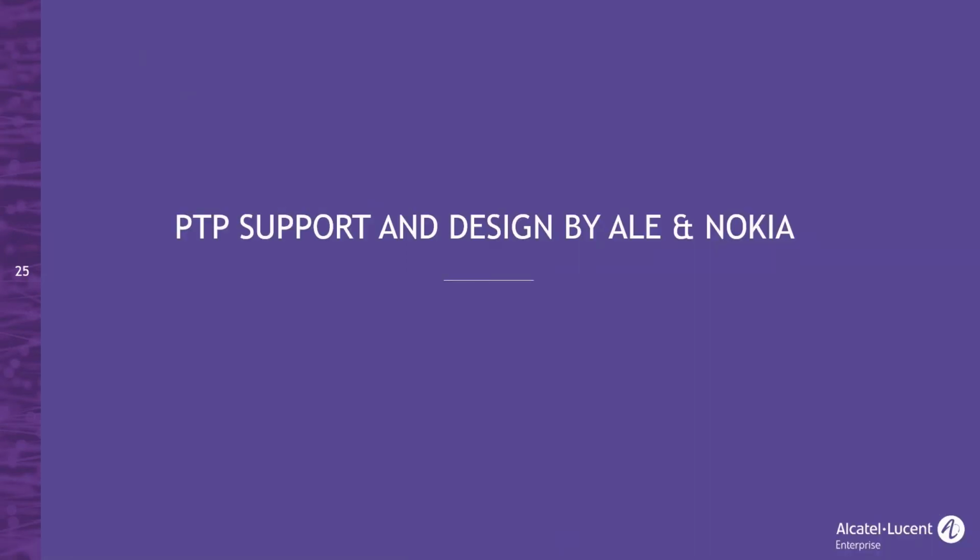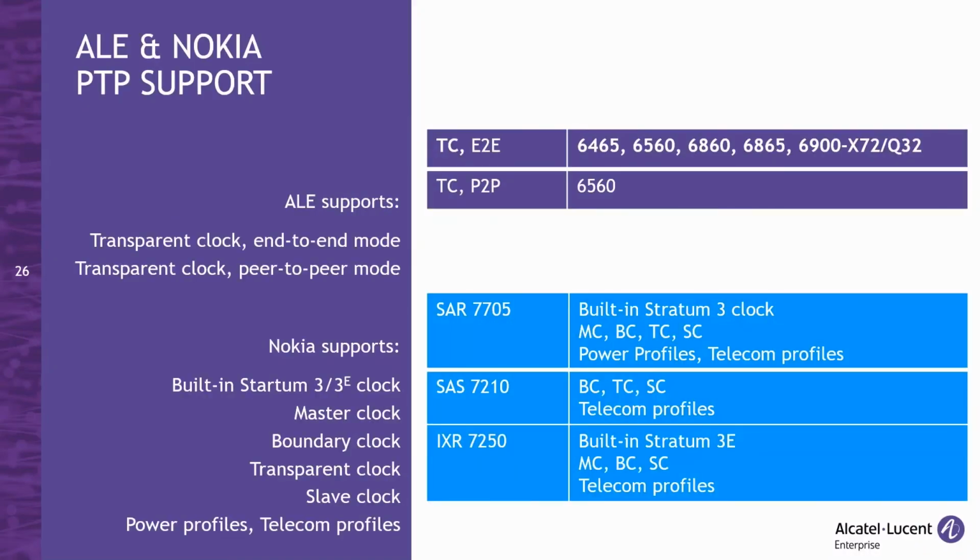Let's take a look at PTP support provided by OmniSwitches and NOKIA IP/MPLS gear and possible designs that we can create combining both products. Different OmniSwitch nodes support transparent clocks, while end-to-end transparent clocks are supported on 6465, 6560, 6860, 6865, and 6900 models X72 and Q32. Peer-to-peer transparent clock is supported only on 6560 switches.